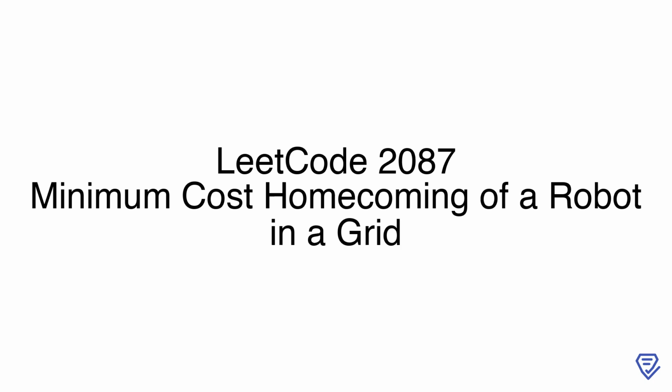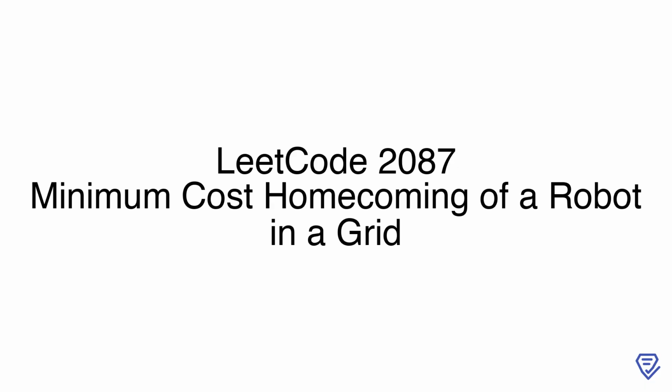Welcome! In this session, we'll explore problem number 2087, minimum cost homecoming of a robot in a grid. This problem challenges us to find the optimal path for a robot to return home in a grid while minimizing the cost. We'll cover various approaches to solve it, analyze their complexities, and extract important takeaways.